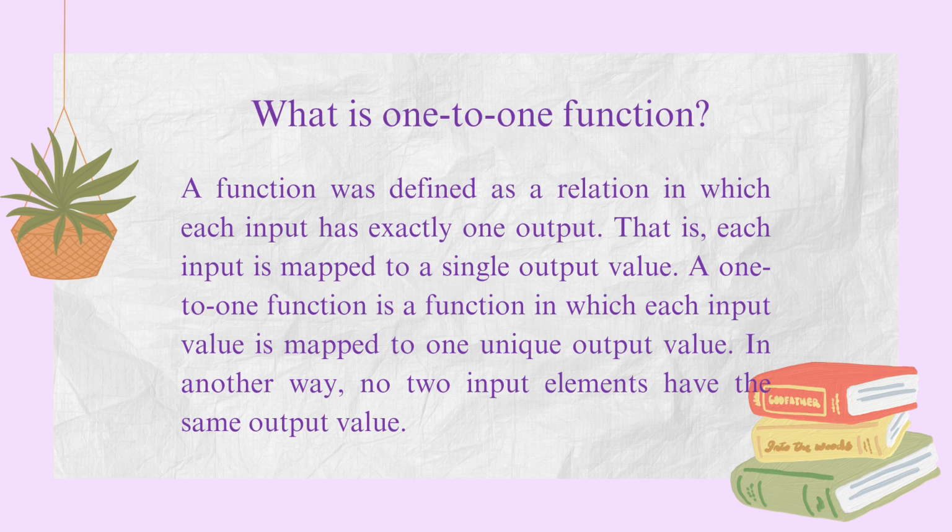A function was defined as a relation in which input has exactly one output. That is, each input is mapped to a single output value. A one-to-one function is a function in which each input value is mapped to a unique output value. In another way, no two input elements have the same output value.